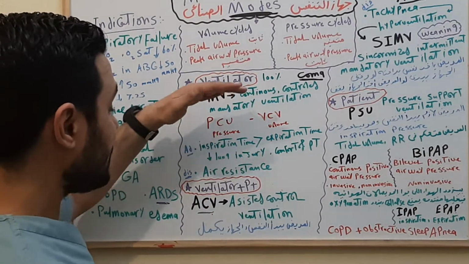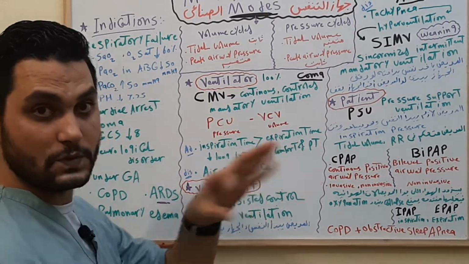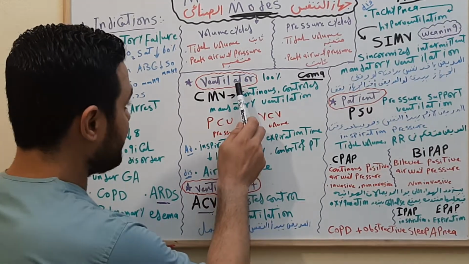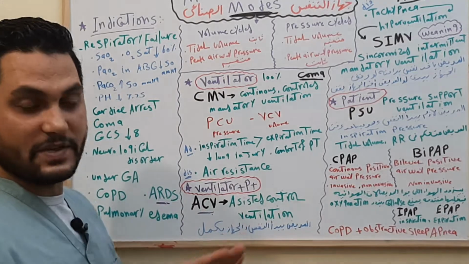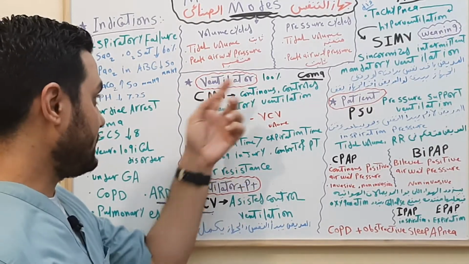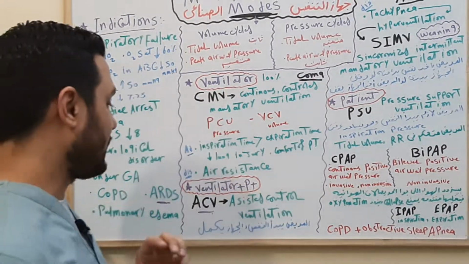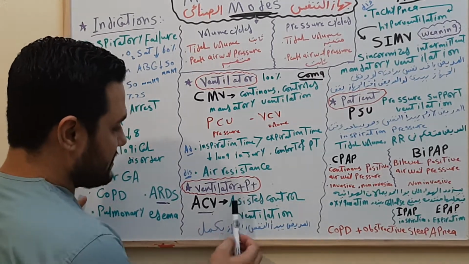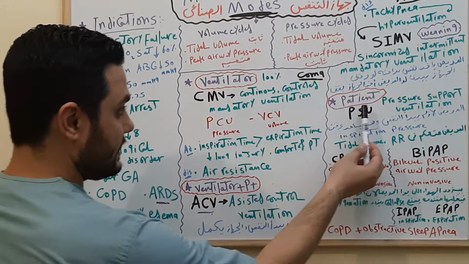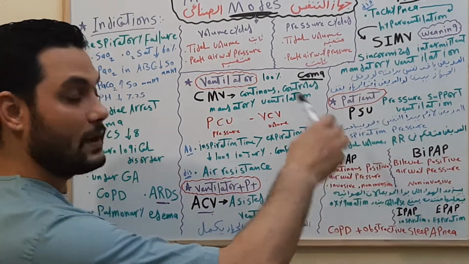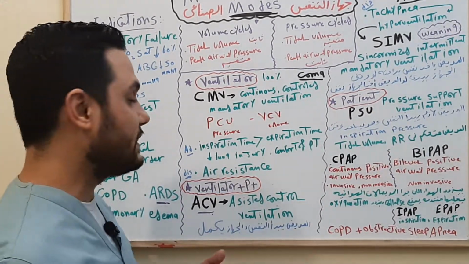For the modes, we will divide them into three categories. The first category is ventilator. Here the ventilator is the one who does everything. The patient doesn't do anything. Only the ventilator is working. The next is ventilator plus patient. Both of them work. Both of them help each other. The last is patient. The patient only is the one who does everything. The ventilator doesn't do anything.